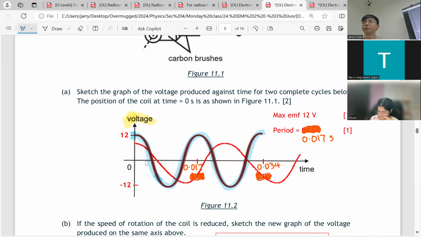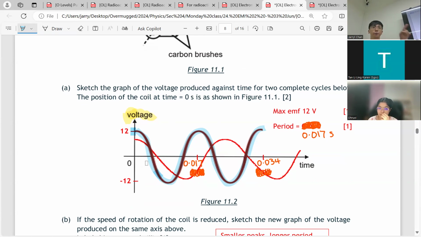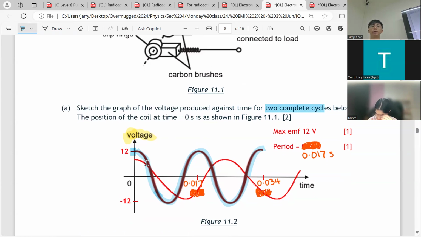Okay, so 12 volts down to negative 12, back up to 12. Why did I start with 12 volts? Who started with 0? Also good. Oh, everyone started with 12. Very nice. So the 12 must be labeled clearly to negative 12. Then I will show two complete cycles. That's what they entered. Done. Anyone got a different period?